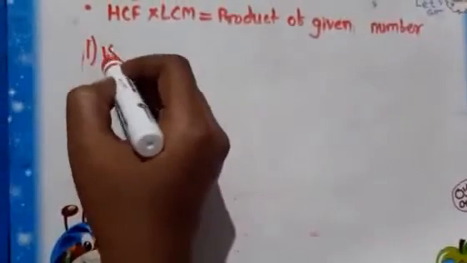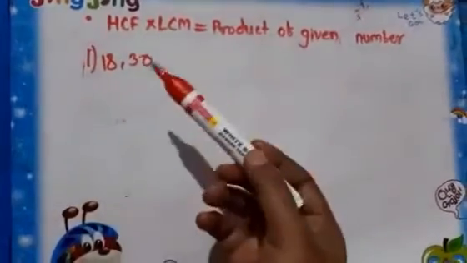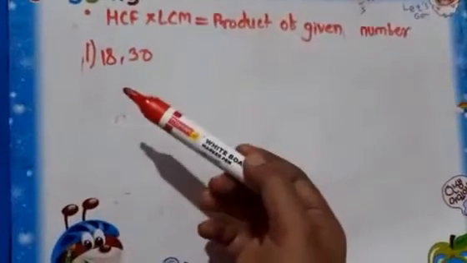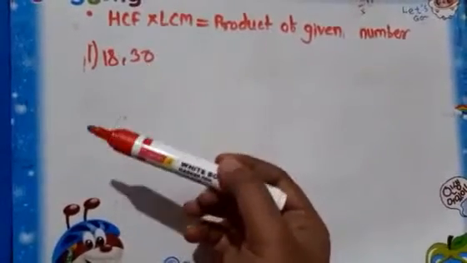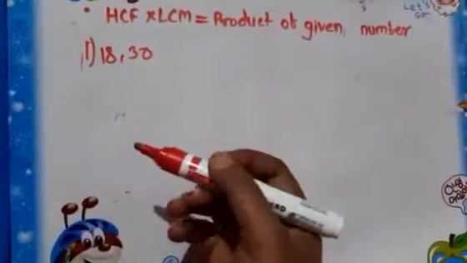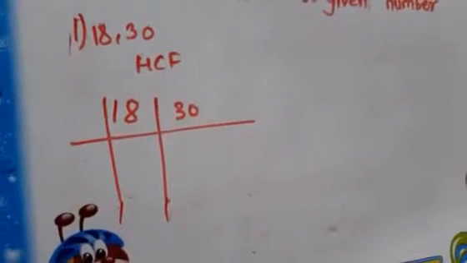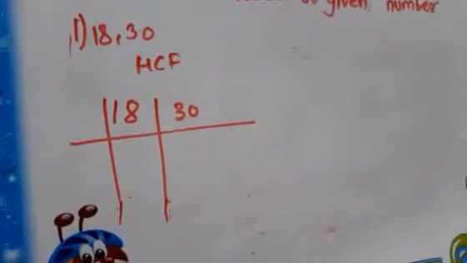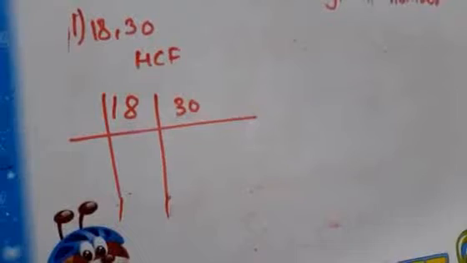Take the example of 18 and 30. For this example, we will try to verify this law. So, we have to find HCF and LCM of both the numbers. First we will start with HCF. HCF is the highest common factor, so HCF only deals with common factors. Here only the multiplication of common factors we will take.